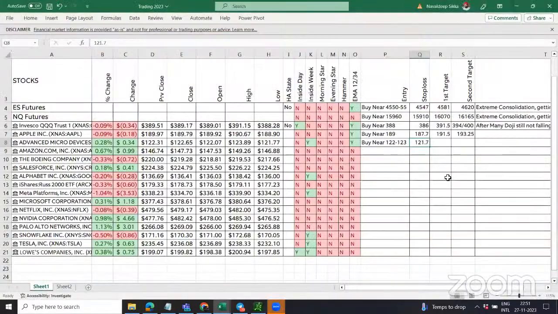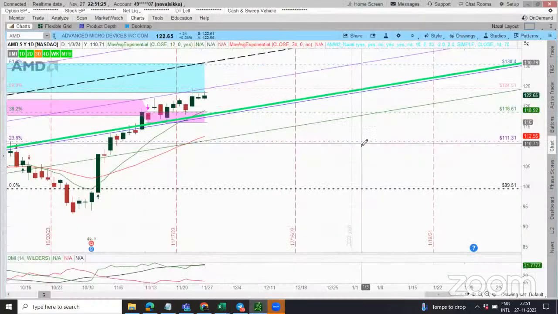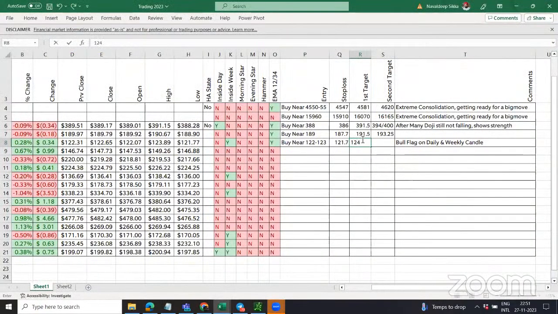It's consolidating well. It's a bull flag on daily and weekly candle. Target is 124.50, and this could be my favorite setup.